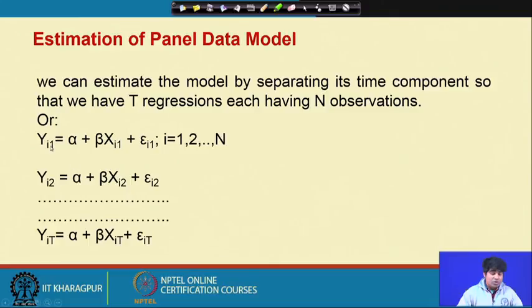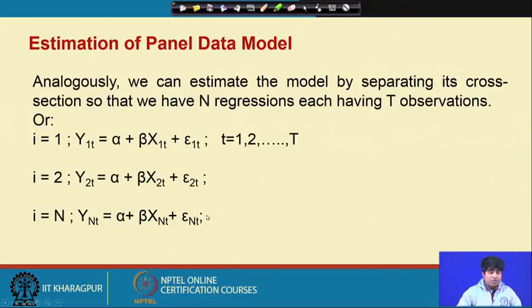In this case, we have y_i and beta x_i, and instead of t we put t equal to 1. As a result, the first equation will be y_i1 = alpha + beta x_i1 plus the error term. Similarly, when we put t equal to 2, the model will be y_i2 = alpha + beta x_i2 plus the second error term. It will continue up to the Tth time period.